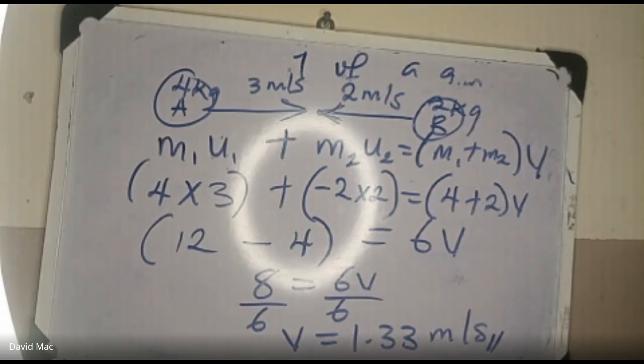When the two bodies collide, they will come together and move towards the direction of the smaller body, and the velocity at which they will move in this direction is 1.33 meter per second. See, physics is simple. No matter how hard the equation can look, as long as you know the right formula to use, I'm telling you the truth, physics becomes very, very simple.